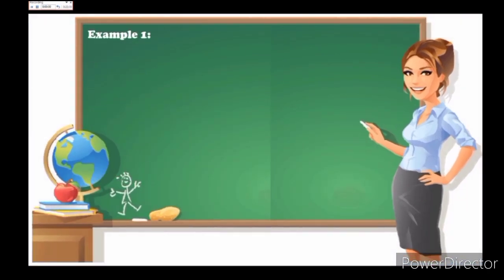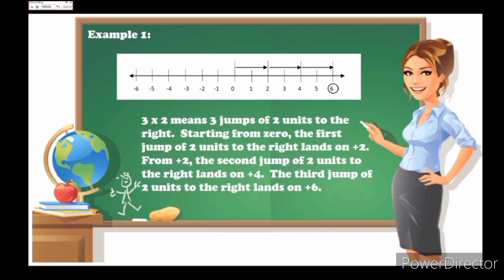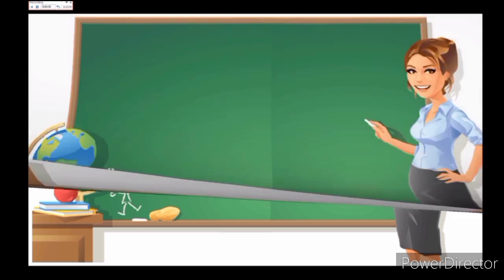Let's have example number 1. Look at the number line. 3 times 2 means 3 jumps of 2 units to the right. Starting from 0, the first jump of 2 units to the right lands on positive 2. From positive 2, the second jump of 2 units to the right lands on positive 4. The third jump of 2 units to the right lands on positive 6.